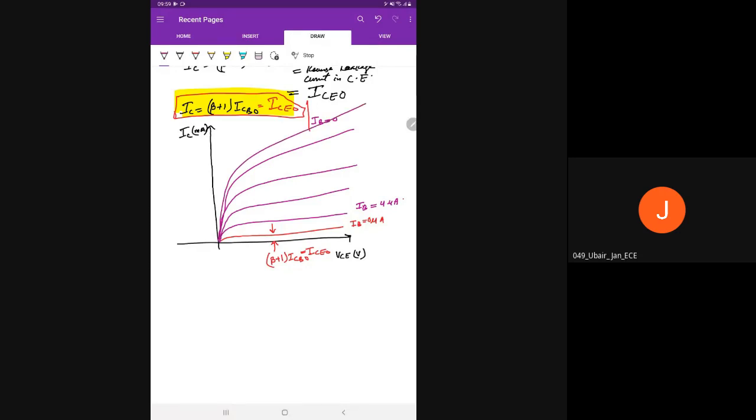Okay, so definitely they are uniformly spaced. So this will be some value IB equal to, for example, 10 microamperes. This may be IB equal to 20 microamperes, this is IB equal to, say for example, 30 microamperes, and then this may be IB equal to 50 microamperes. So at different base currents, you will have different levels of collector current.